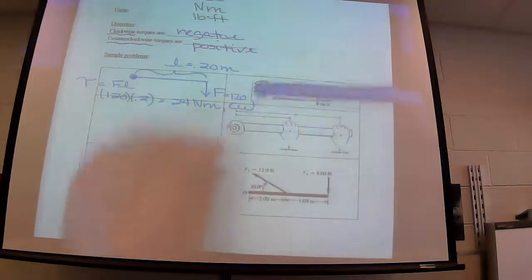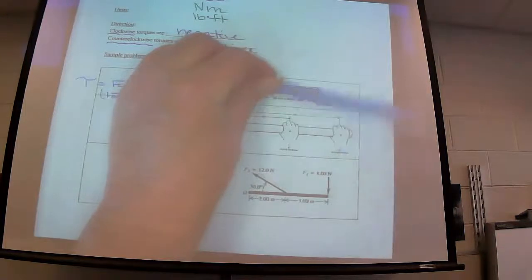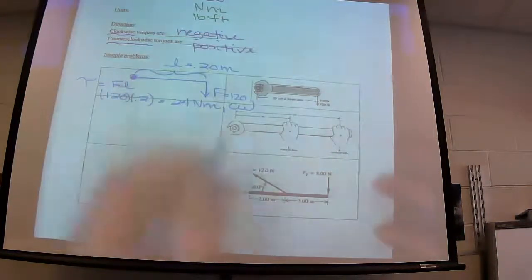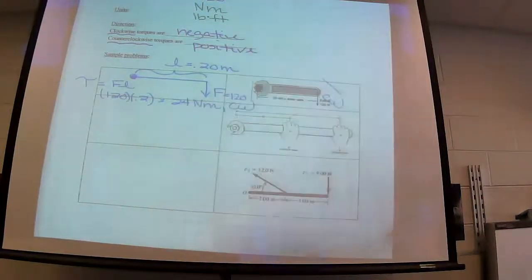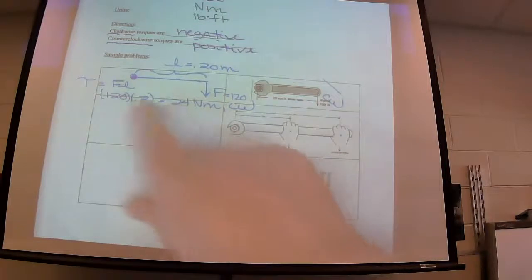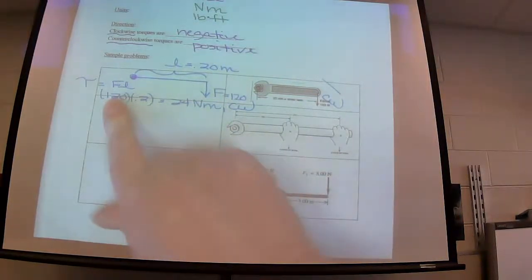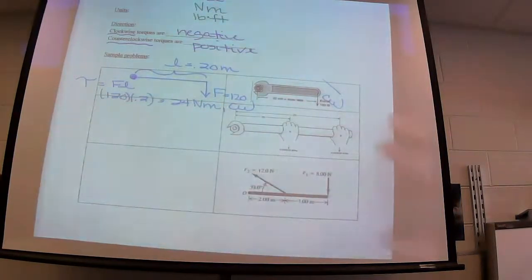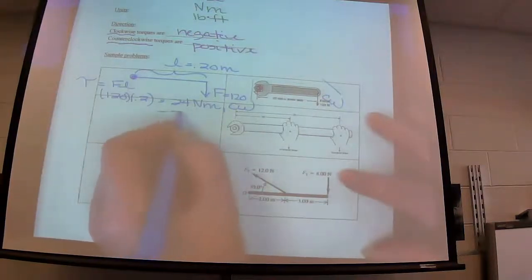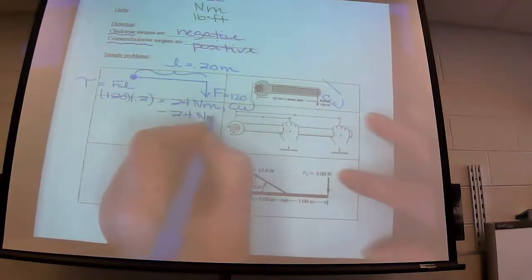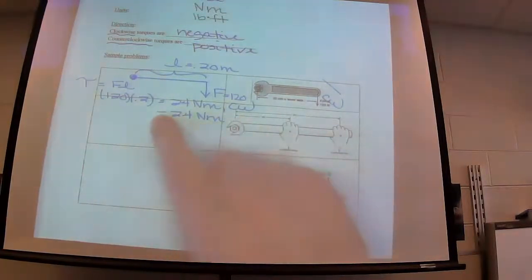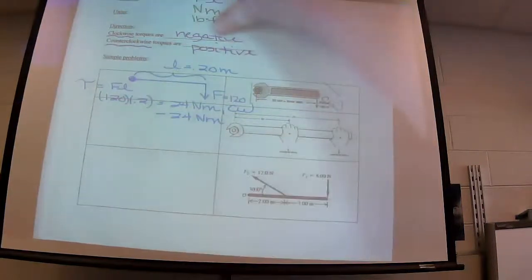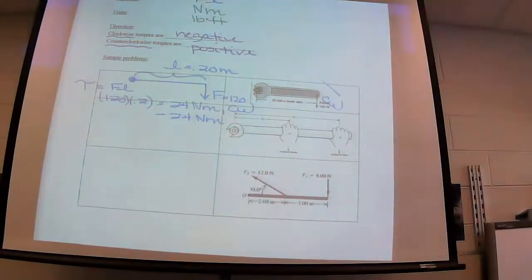You could have said, oh, well, when I pull down with this F like this, that would make it go clockwise. And clockwise things are negative. So I should put a negative in for the 120. If you put a negative in for the 120, you would have got an answer of negative 24 Newton meters. Are you with me? And then you don't have to say clockwise because the negative sign tells you that it's clockwise. So it's probably safer.